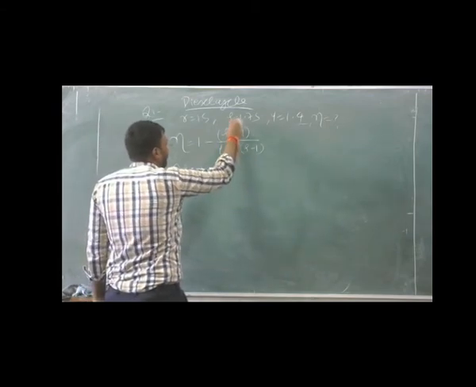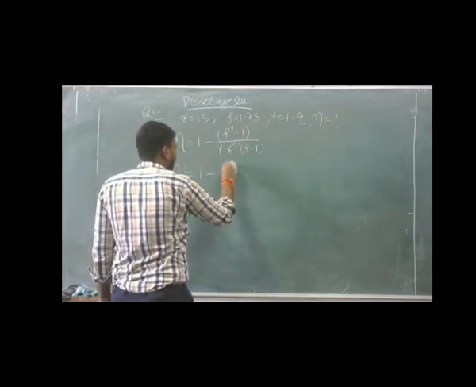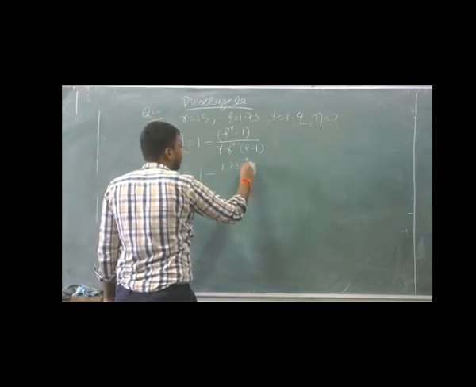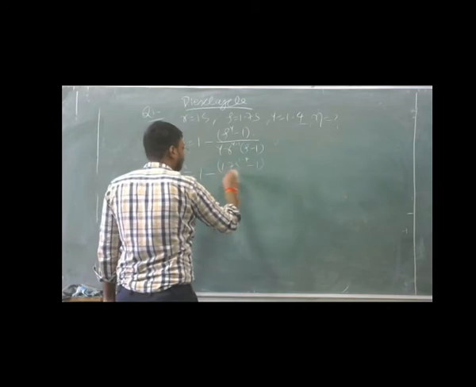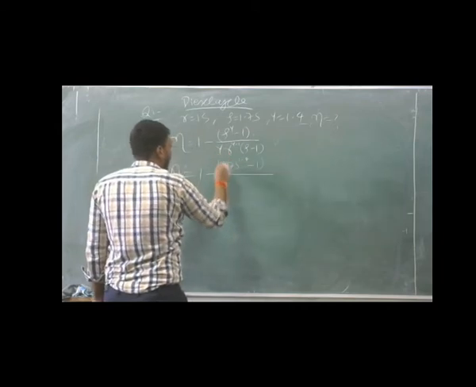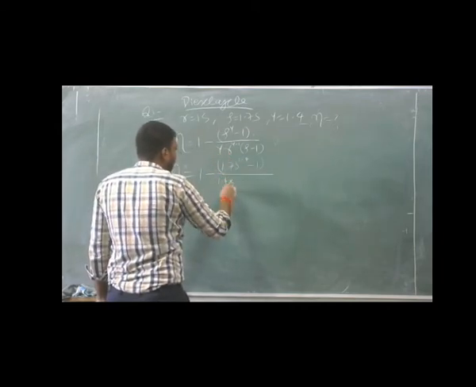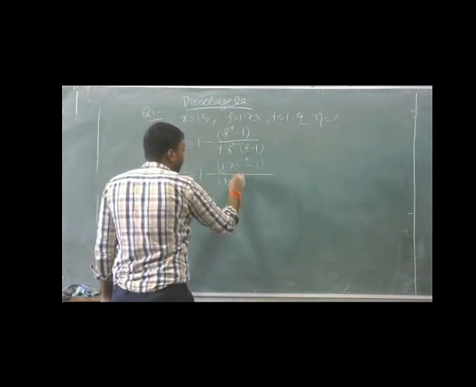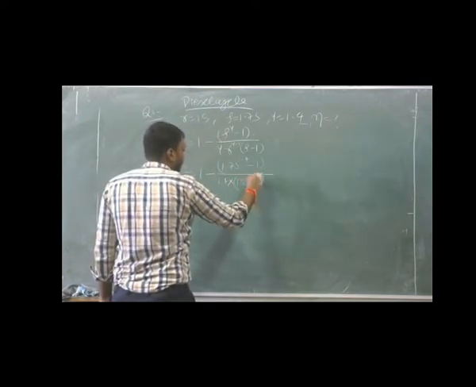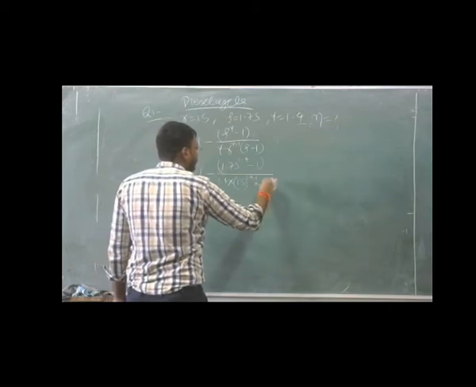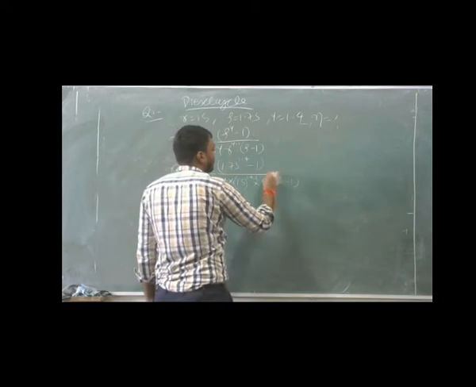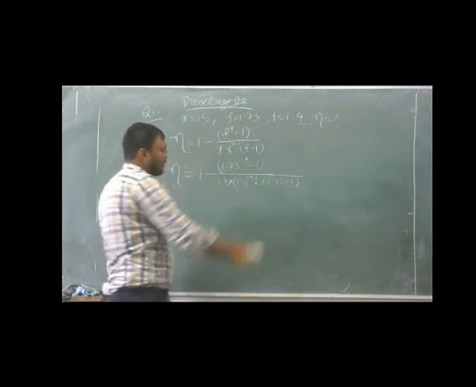Put all the values given in the question. The rho to power gamma, rho is given 1.75. Put here 1.75 to the power 1.4 minus 1, divided by gamma means 1.4 into r means 15 to power 1.4 minus 1 into rho minus 1 means 1.75 minus 1. So it is a lengthy calculation.